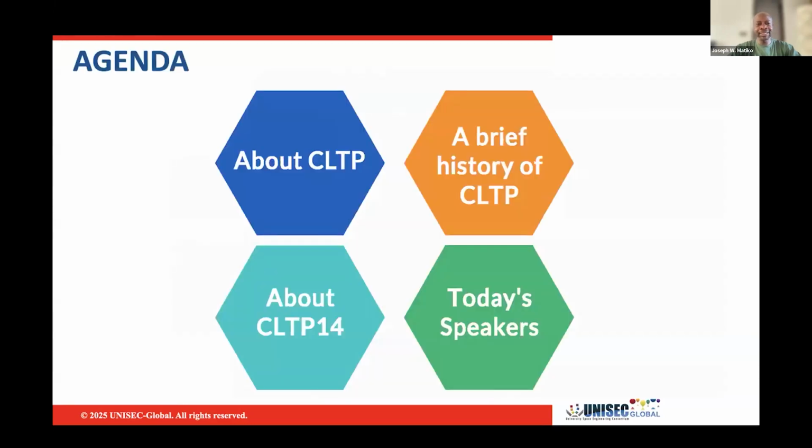So in this brief remarks, I would like to cover 4 things. First, I would like to talk a bit about CLTP and give a very tiny history about CLTP. And then I will just touch a bit about CLTP 14, which will be presented in greater length by one of our speakers. And finally, I will introduce today's speakers.